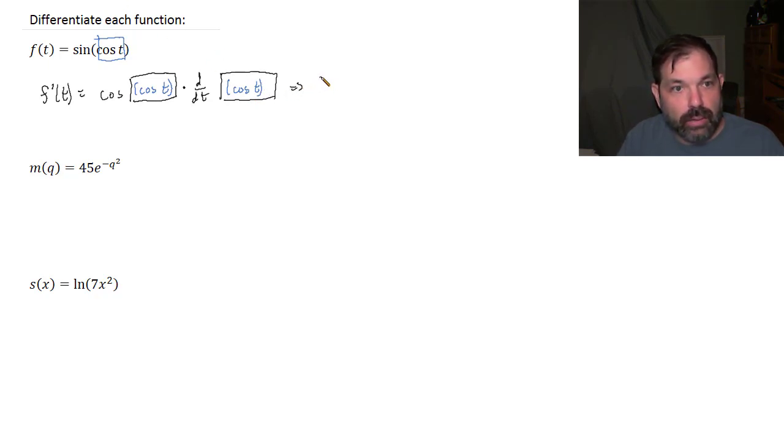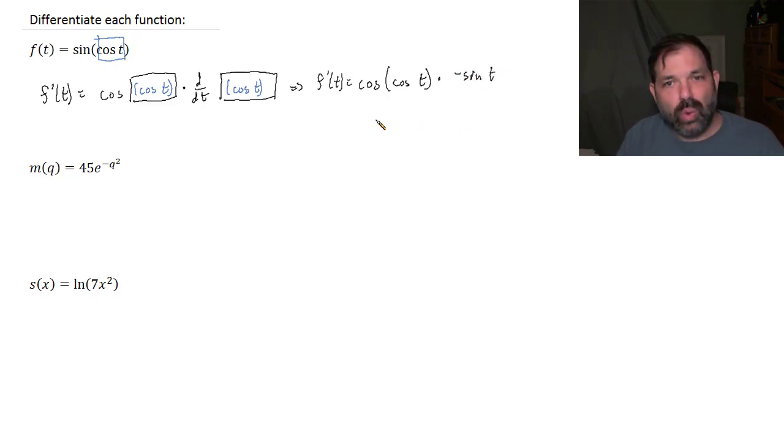So then I'd have that f prime of t is cosine of cosine t times the derivative with respect to t of cosine t, which is negative sine t. And so what I would do here is maybe bring that negative factor out front. I would write f prime of t is negative cosine of cosine t times sine t.